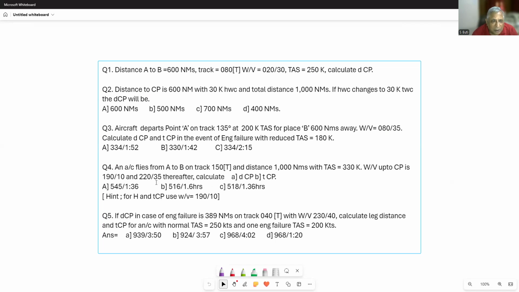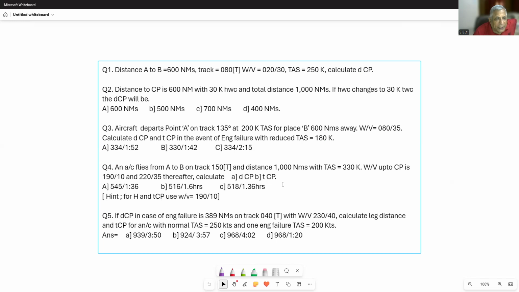Next is a question which is sometimes asked, in which he says you are going from A to B on this particular track, and this is the distance. This is your true airspeed, 330. And he says wind velocity up to CP is this wind velocity, and thereafter this is the wind velocity. Calculate DCP and time to CP.